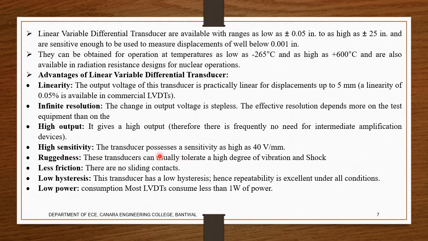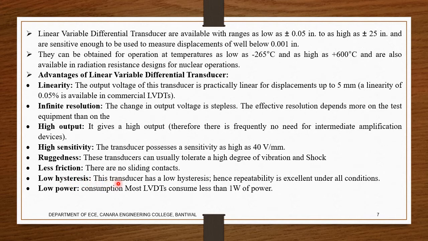The next one is the high sensitivity. The producers here are as high as 40 volt per millimeter. Even the smallest millimeter movement, 40 volts it can be recorded. Ruggedness. They can tolerate a high degree of vibration and shock because they are made up of very good strength materials. Less friction. There are no sliding contacts. So no sliding contacts, no losses or no friction.